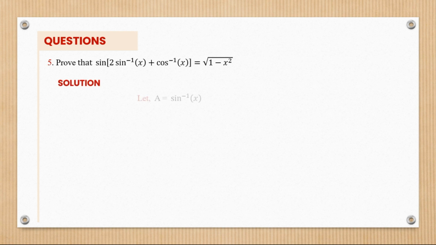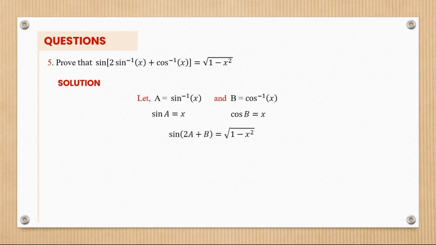So the first step shall be to let A be equal to sine inverse of x, and we're going to let B represent cos inverse of x. So basically we can see that this will mean that sine of A is equal to x, and here we can see that it will mean that cos of B is equal to x.